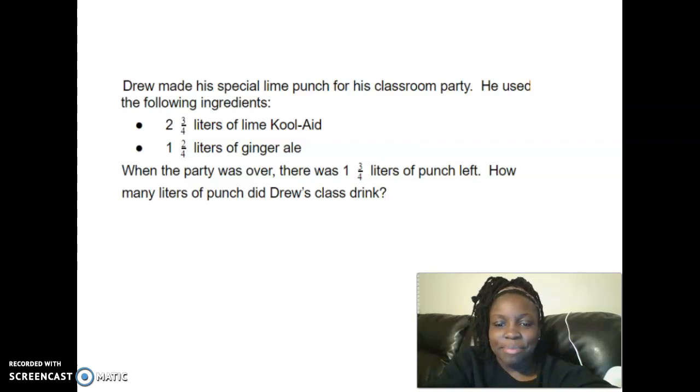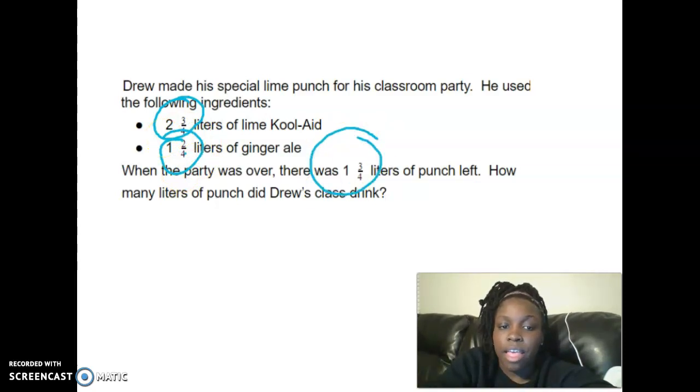All right, so Drew made a special lime punch for his classroom party. He used the following ingredients: 2 and 3/4 liters of lime Kool-Aid. All right, I know that number's important. 1 and 2/4 liters of ginger ale. All right, when the party was over, there was 1 and 3/4 liters of punch left. How many liters of punch did Drew's class drink?